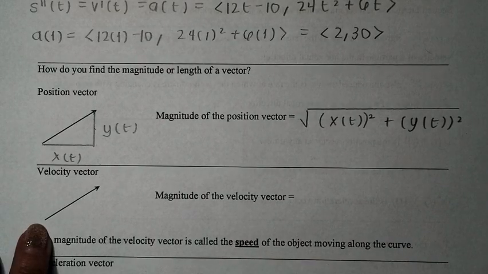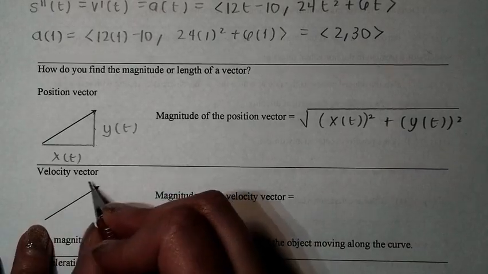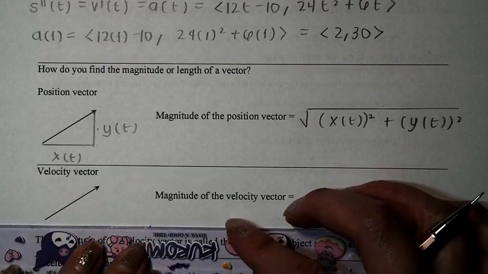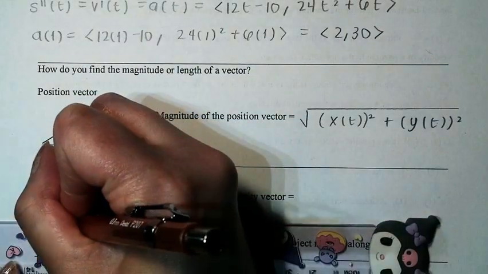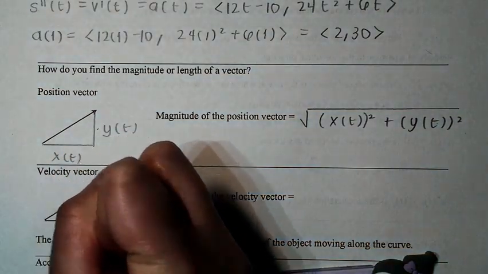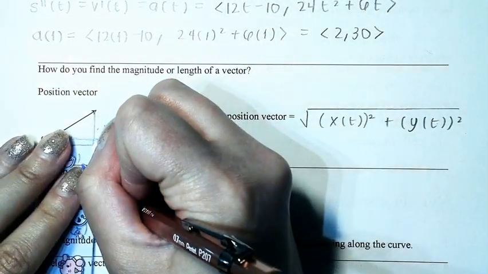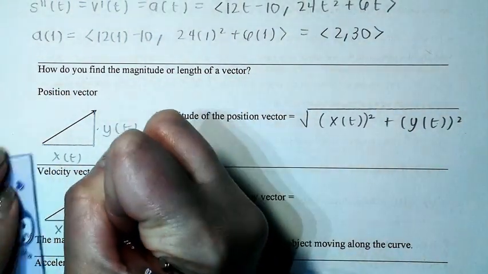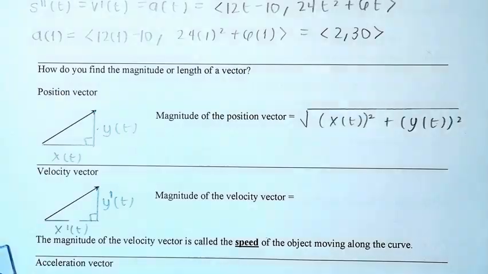Now, the one that is very popular is the magnitude of the velocity vector. You know that the velocity vector is formed by the derivative of the x component, so this is going to be formed by x prime of t, not x, and this one is going to be formed by y prime of t, and you know that that's a right angle.